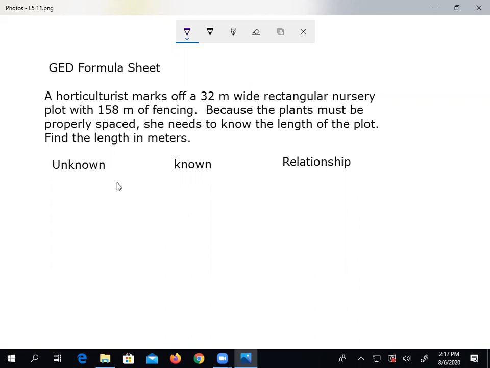A horticulturist marks off a 32-meter wide rectangular nursery plot with 158 meters of fencing. Because the plants must be properly spaced, she needs to know the length of the plot. Find the length in meters. When we solve word problems like this, the first thing is to figure out what's the unknown. Usually that's what you're looking for: find the length in meters. So the length is what's unknown.